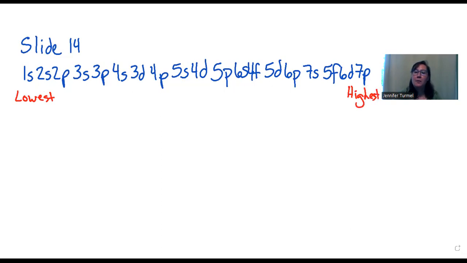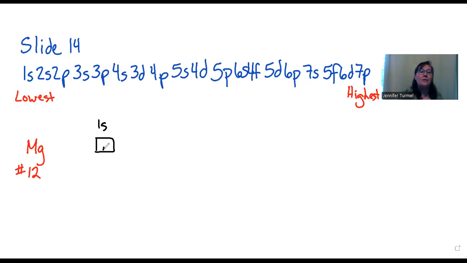You're going to be able to see where those are. First of all, let's take a look at slide 14. We start with magnesium, and magnesium is number 12 on the periodic table, which means it has 12 electrons. So let's work through this.